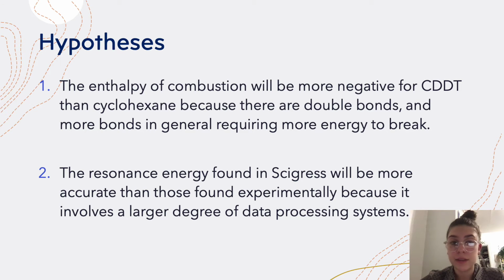So my hypothesis for this experiment was that the enthalpy of combustion will be more negative for CDDT than cyclohexane because there are double bonds and more bonds in general requiring more energy to break. So ultimately, that the reaction will be more exothermic for CDDT than cyclohexane because there are more bonds to break, so there will be more energy lost to the surroundings. And my second hypothesis was that the resonance energy found theoretically will be more accurate than those found experimentally because it involves a larger degree of data processing systems and just has a general higher degree of accuracy. There are also more variables considered.